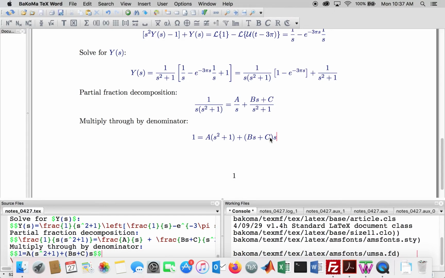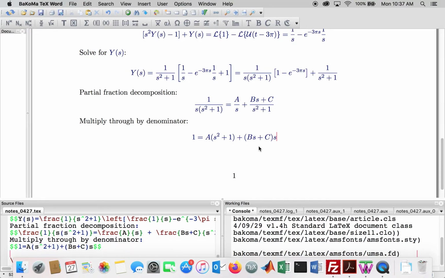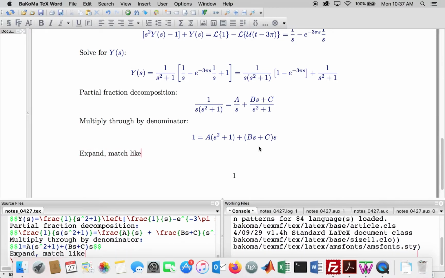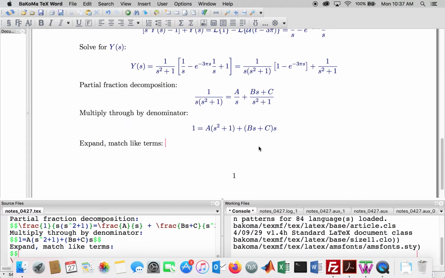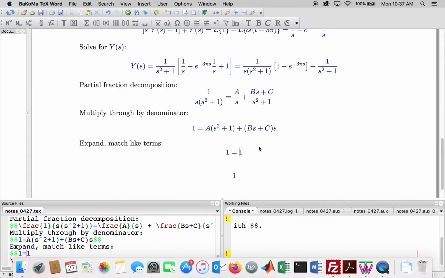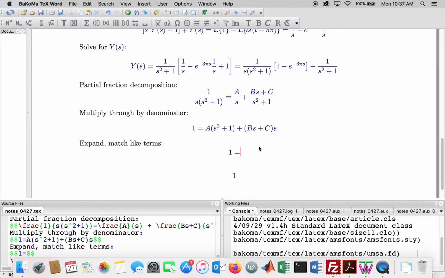But since there are no other obvious values of s you can choose, you can really choose whatever you want. Any 3 distinct values will work, and you get equations that you would solve for a, b, and c. Or another way you can proceed is you can just expand the right side and match like powers of s.